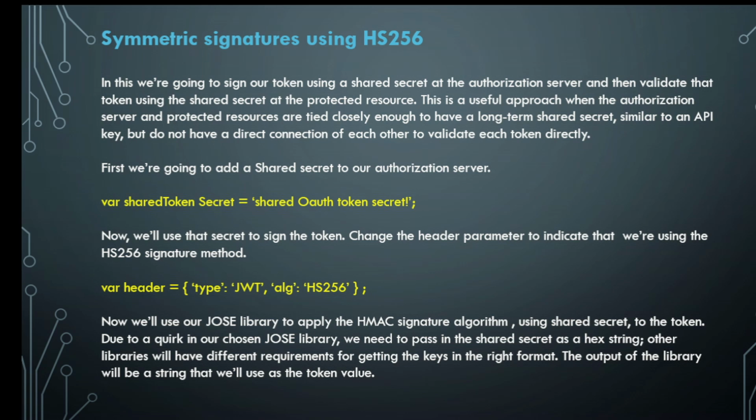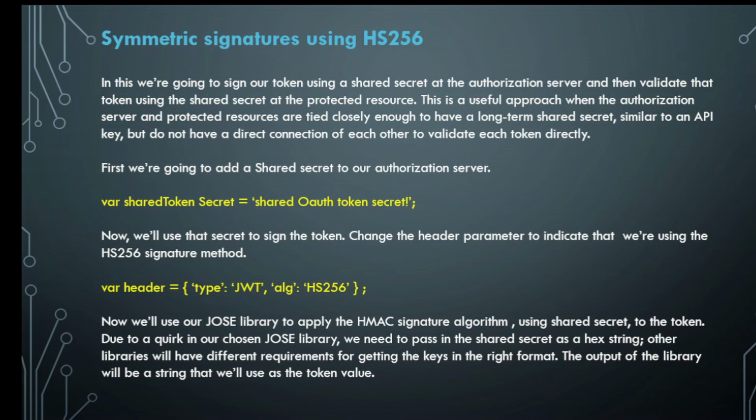Okay. This is a useful approach when the authorization server and the protected resources are tied closely enough to have a long-term shared secret, similar to an API key, but do not have a direct connection to each other to validate each token directly. That's true. First, we are going to add a shared secret to our authorization server. So you can just put it like this. This is a simple piece of code where the shared token secret is equal to whatever the shared secret token value you have. You can keep it like this.